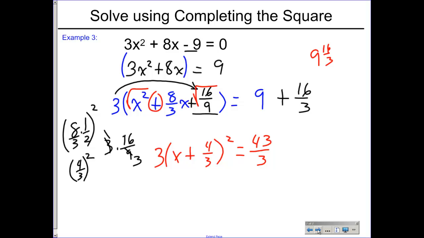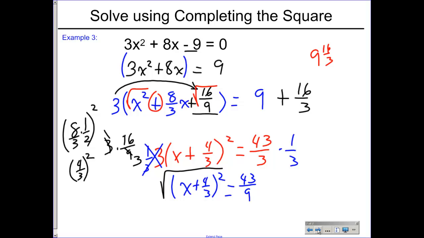Now to get rid of my 3 on the outside here, before I can take care of my square root, I'm going to times by the reciprocal, which is 1/3. So I'm going to times this side by 1/3 also. These will cancel out, leaving (x plus 4/3) squared equal to 43/9. Use your calculator in this next step.